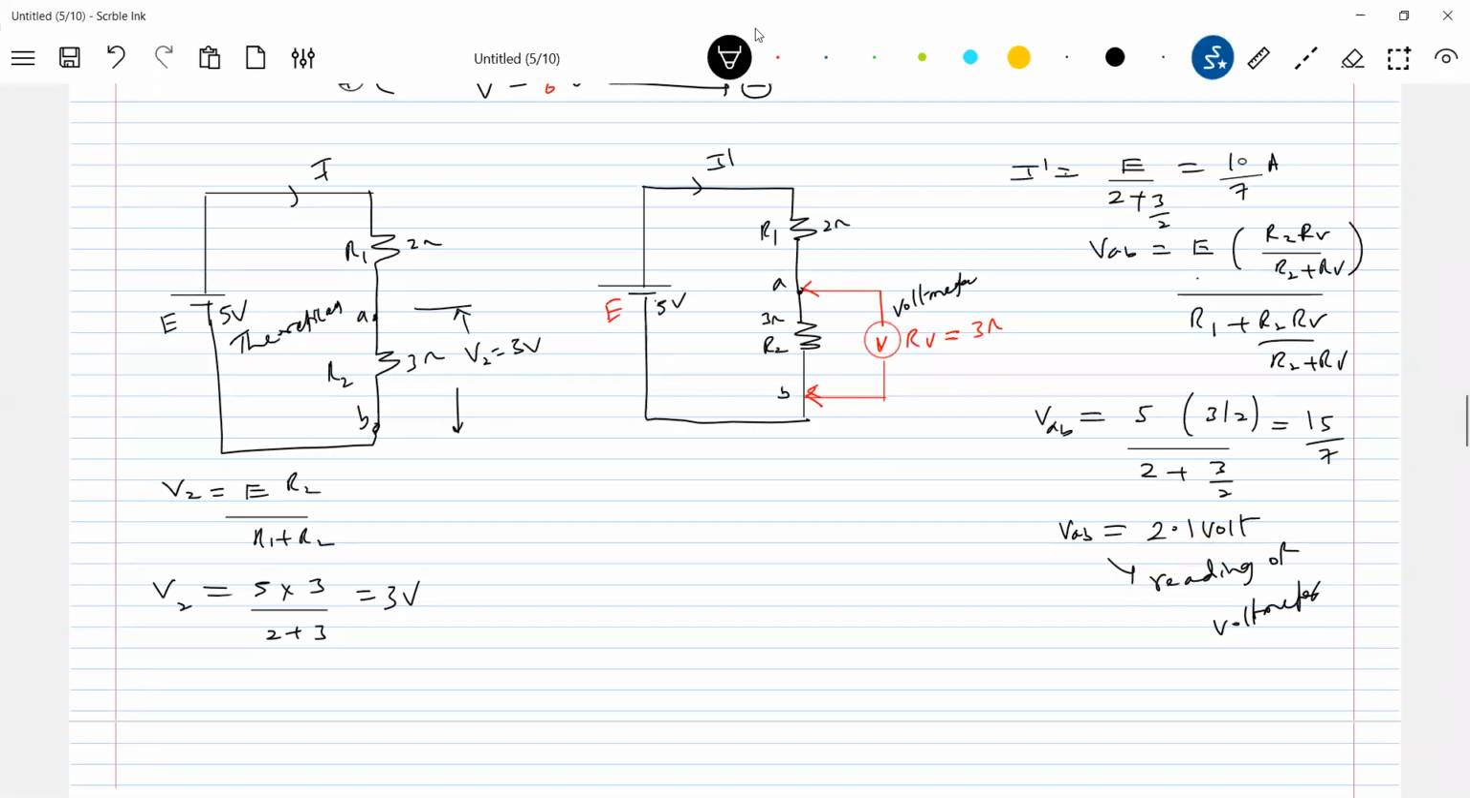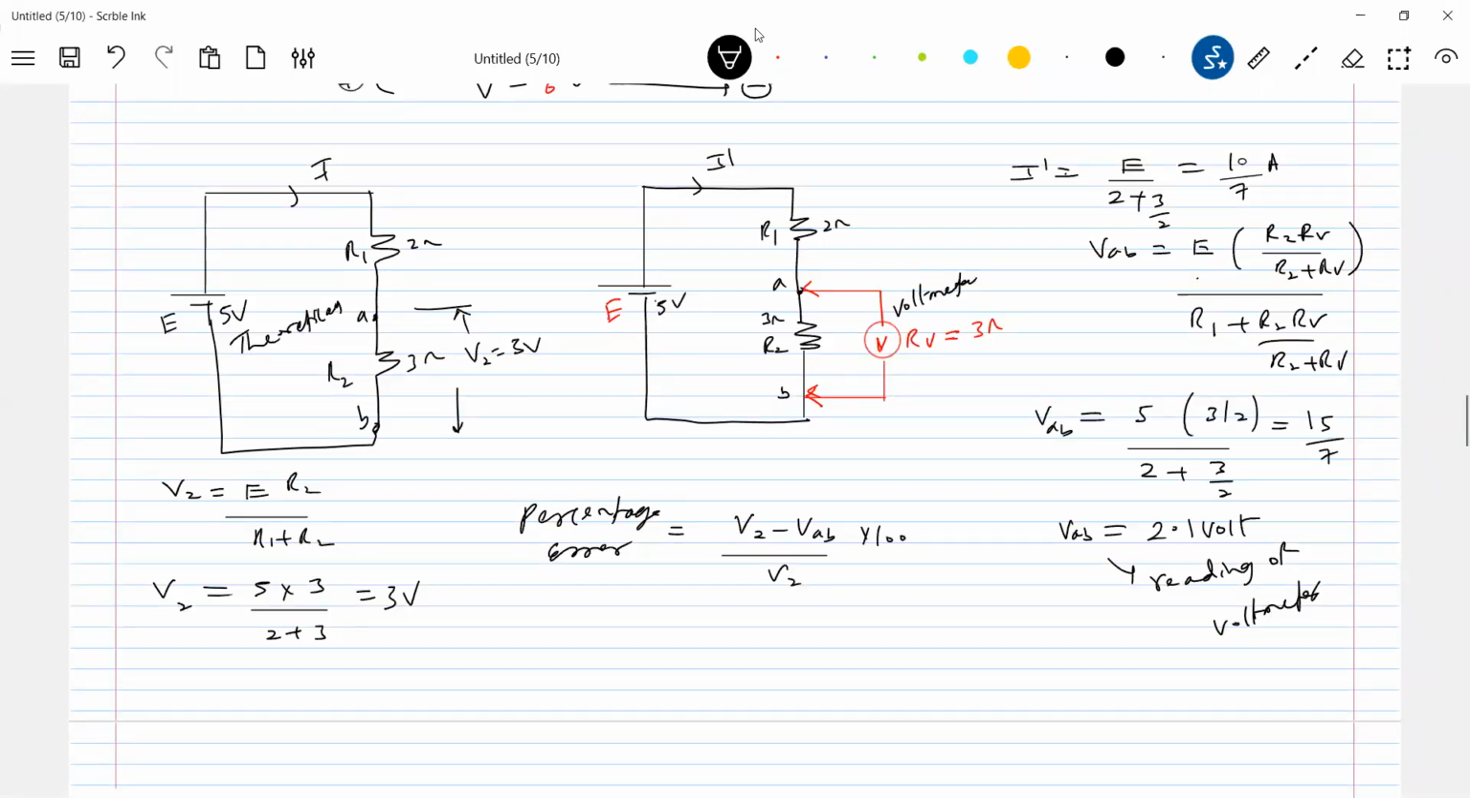So again, percentage error. Error should be equal to (V2 minus VAB) by V2, into 100. Like this, we calculate the percentage error in measurement of voltage by the voltmeter. So these are some problems we are encountering. So how to minimize this error? Definitely there must be a certain method.